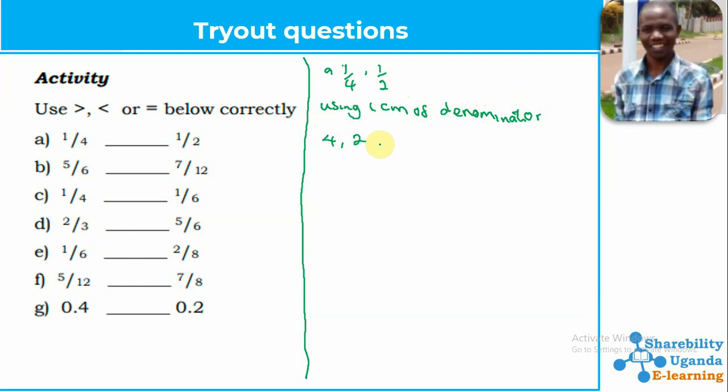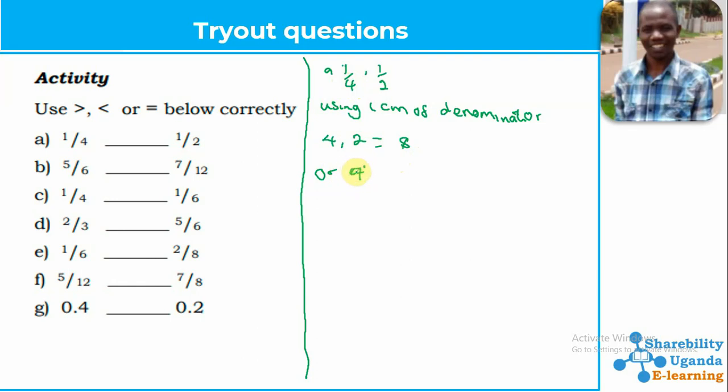So we can look at the LCM. The LCM of these is going to be what? Someone with an answer? We shall have 8. Or we can use a factor that can divide 4 and 2. Which factor? You can use 4.